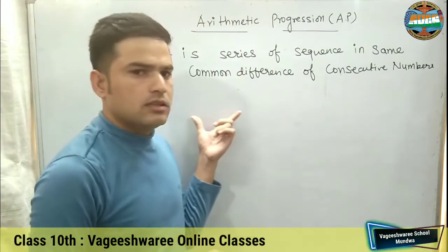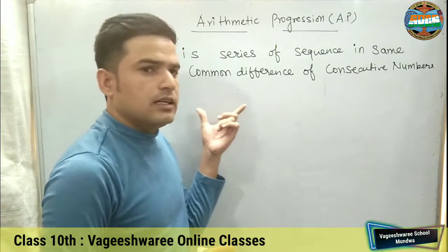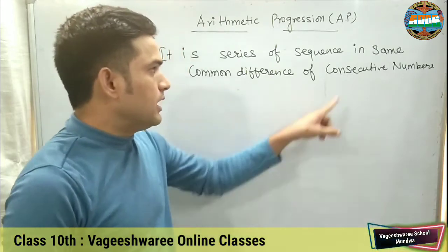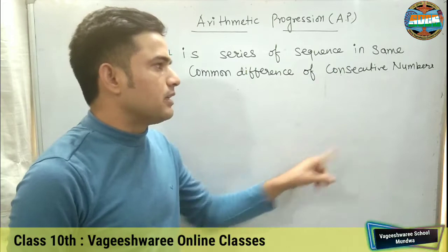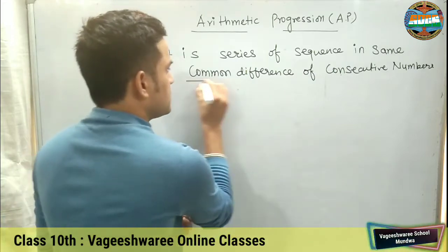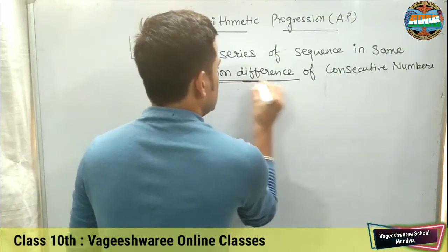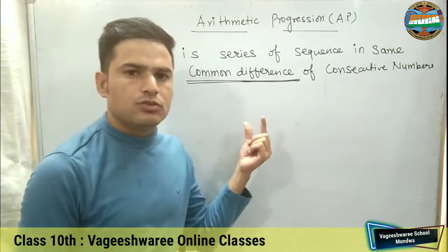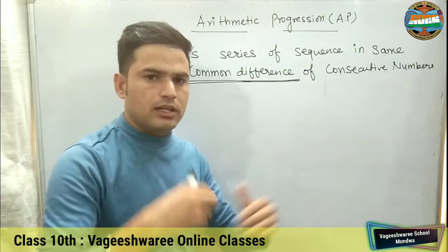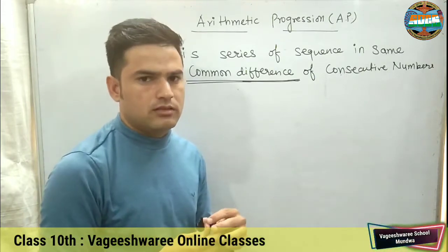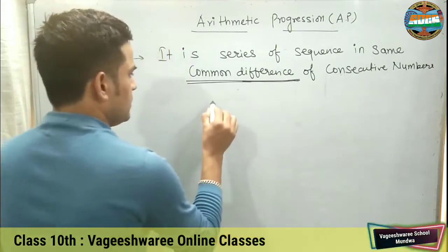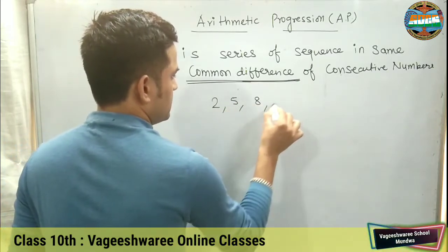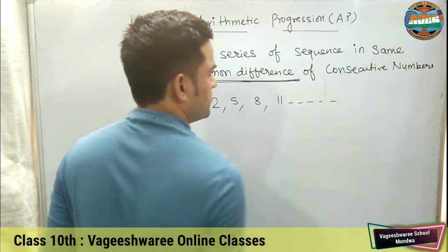Series means a number series like 2, 4, 6, 8 in a sequence manner. Common difference, what does it mean? It is an important word. Common difference means the gap between two numbers. Consecutive means continuous numbers. Just like that, 2, 5, 8, 11 and so on.